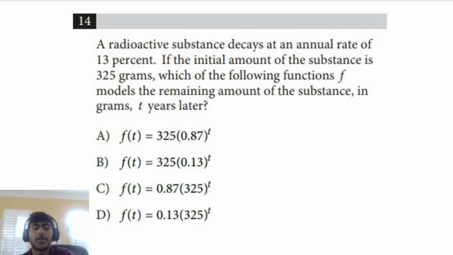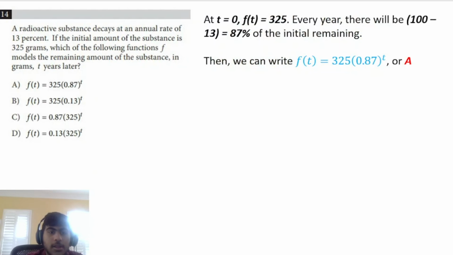All right, let's move on. Number 14. A radioactive substance decays at an annual rate of 13%. The initial amount of the substance is 325 grams. Which of the following functions f gives the remaining amount of substance in grams t years later? Well, we start at 325, so that's going to be the number in front. And then every year there will be 13% decayed, so 87% of the initial will remain. So that would be 325 times 0.87 to the t, which is answer choice A.